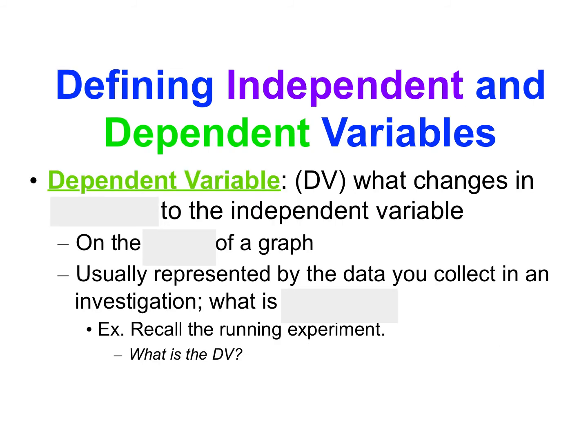The second variable that we have is the dependent variable. And the dependent variable is what changes in response to the independent variable. The DV is on the y-axis of the graph, and it's usually represented by the data that you collect in an investigation. Or this is what is being measured.